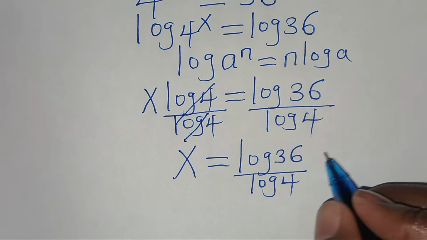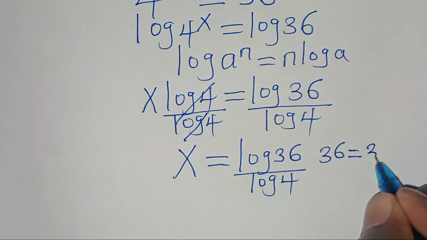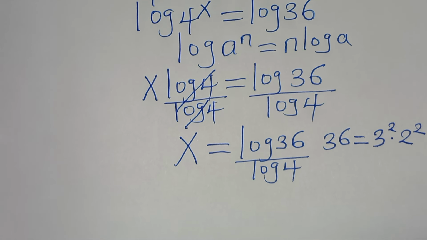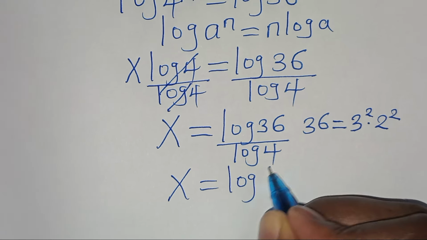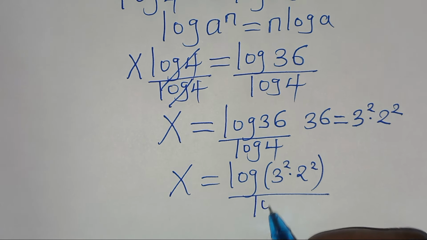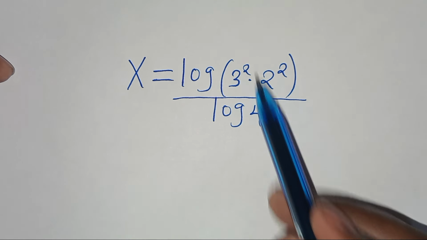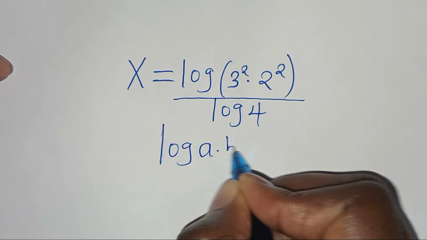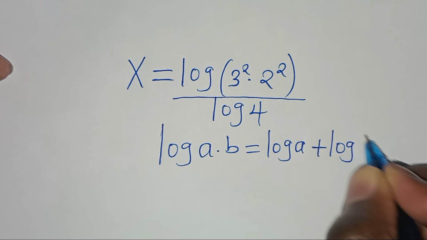Now the next step is that we can express 36 as 3 to the power of 2 times 2 to the power of 2. Therefore, here we have x equal to log of 3 to the power of 2 times 2 to the power of 2, divided by log 4. Now log of 3 to the power of 2 times 2 to the power of 2 is in the form of log a times b, which we can express as log a plus log b.